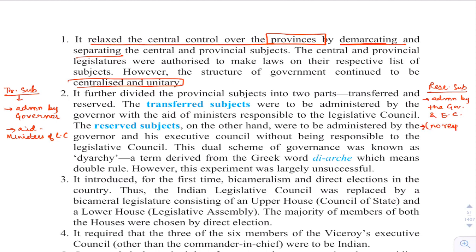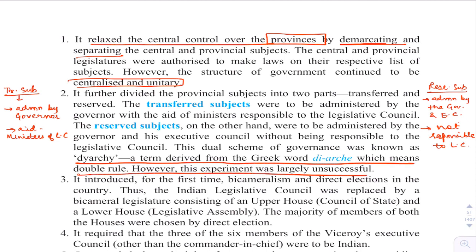Without being responsible, so you can write not responsible, to legislative council. This dual scheme of governance was known as diarchy, और ये डायरेक्ट क्वेश्चन आ जाता है. ठीक है. So this is very important. इसको आप ऐसे ही हाईलाइट करो, ये आपको बस याद रखना है. ये जो डुअल सिस्टम था ट्रांसफर्ड सब्जेक्ट्स का और रिजर्व सब्जेक्ट्स का, इसी को बोलते हैं डायआर्की.